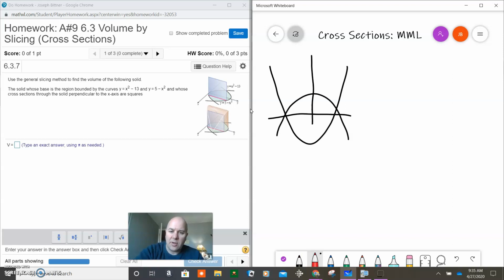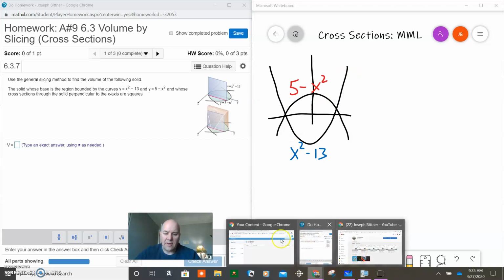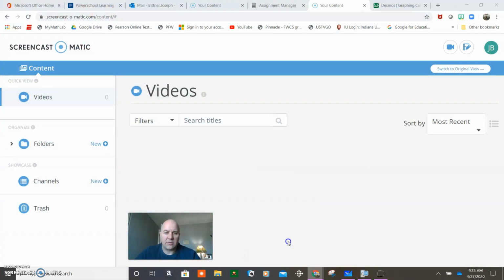So let me write the equation. This one's going to be 5 minus x squared, and then this one's going to be x squared minus 13. And again, I would strongly recommend to you, graph it on Desmos. So let me get into Desmos here.